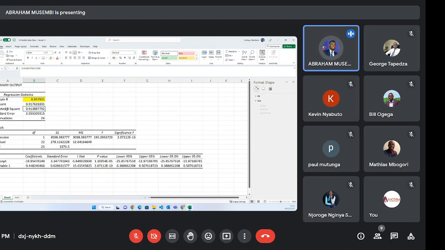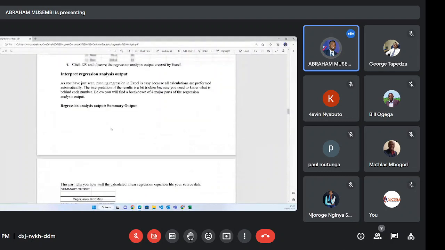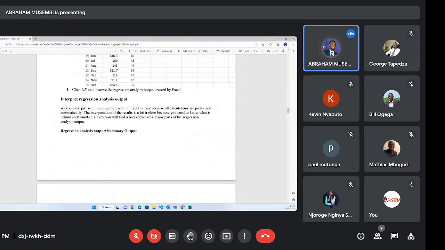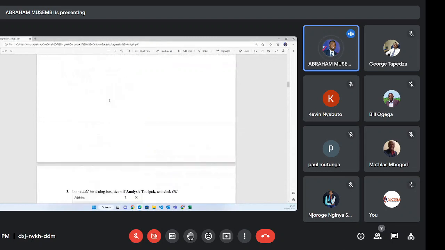So you can see the minimum, it is a very small value. If it's a small value, we know that our model is a good model. Then observations is the count of our data entries. All right, let me share maybe some notes. These are notes which I prepared on writing regression analysis output.